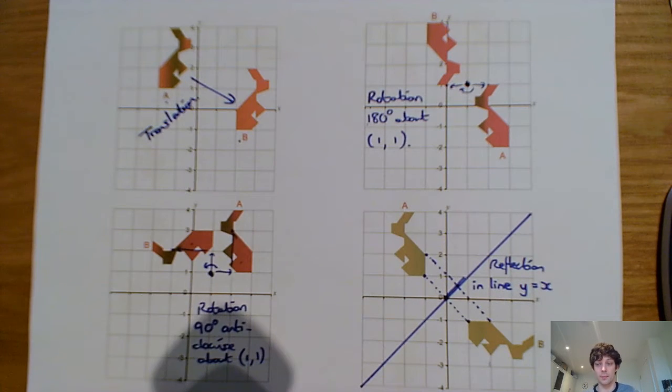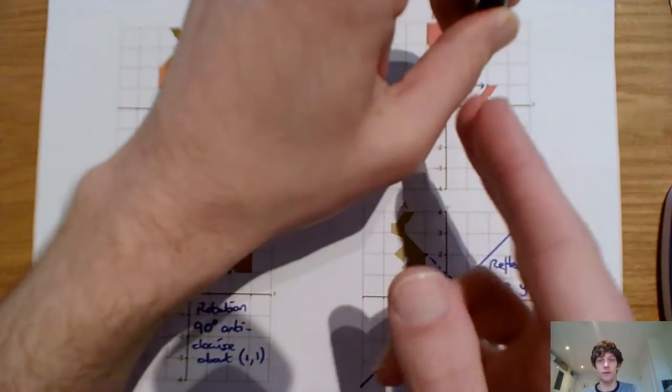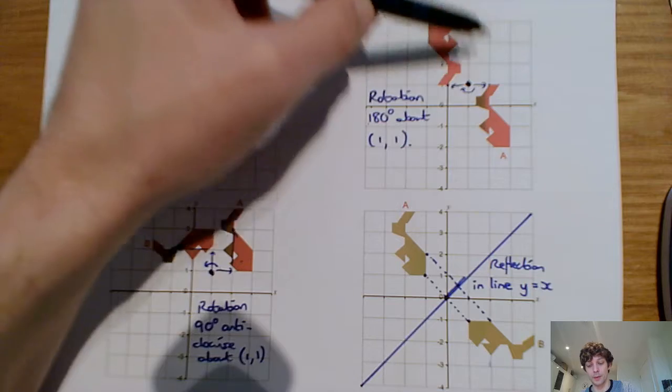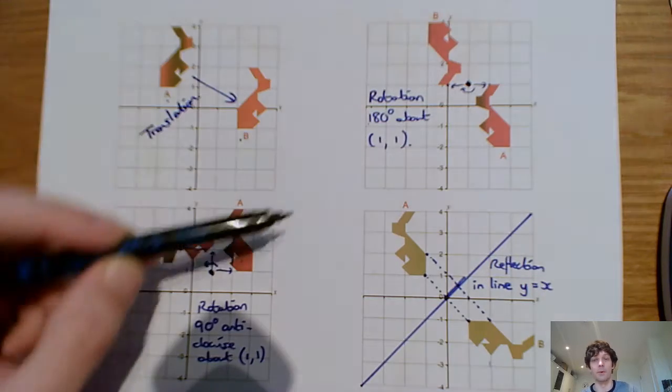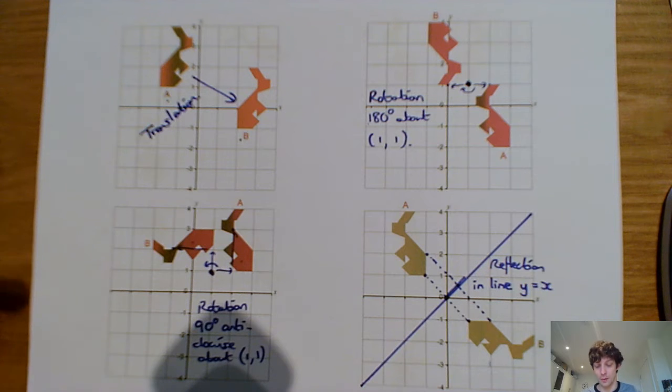Now that's quite easy to see if we have tracing paper. I can draw my shape on the tracing paper, put my pen on there, turn the tracing paper around, and the rabbit would end up above that one. I can't do that if I don't have tracing paper, obviously, which I'm expecting not many of us have.